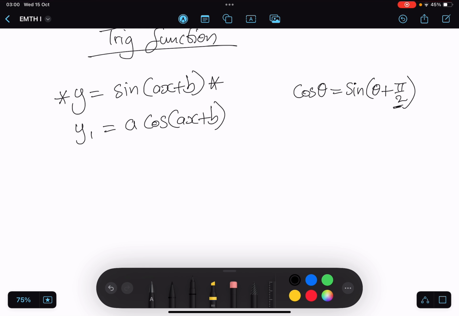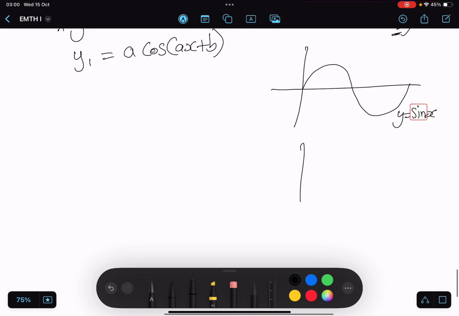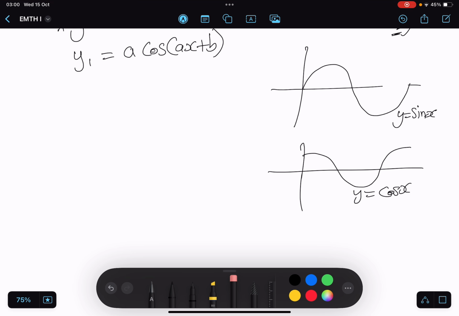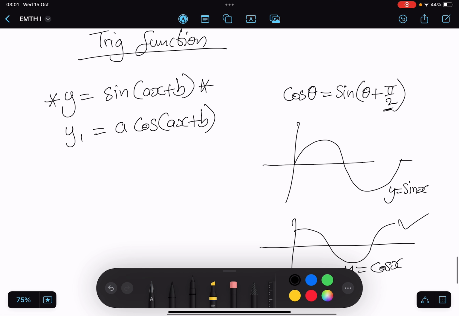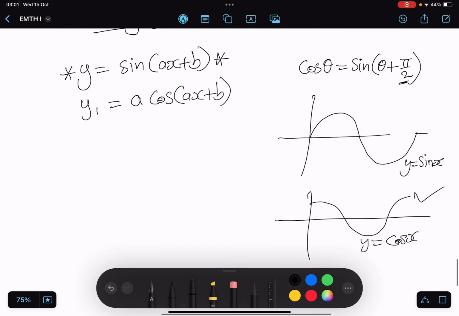They're out of phase by 90. Because if you're looking at the function of sine and cos, this is the function of sine, y is equal to sine x, and then the function of cos is like this, y is equal to cos of x. So these two are the same function. It's just that this one is out of phase by pi over 2, so by 90.